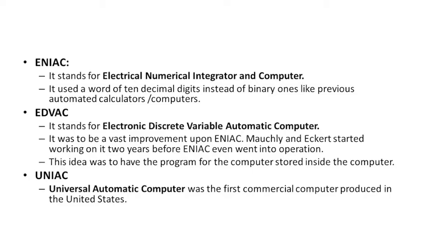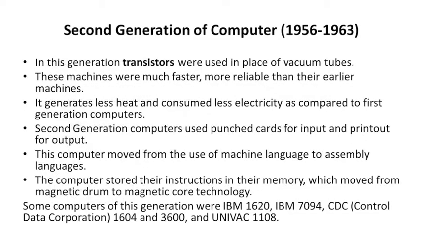This idea was how to program the computer to store inside the computer. UNIVAC, Universal Automatic Computer, was the first commercial computer produced in the United States. That is about the first generation of the computer.